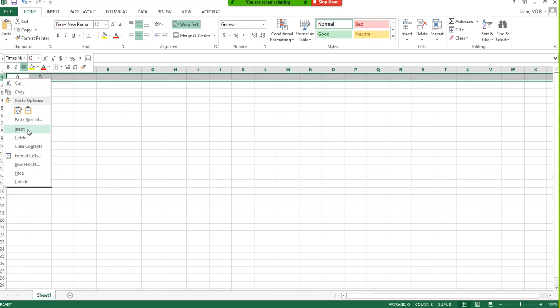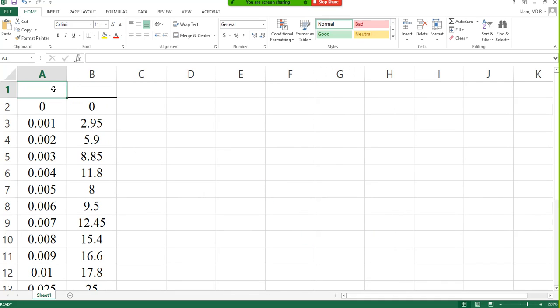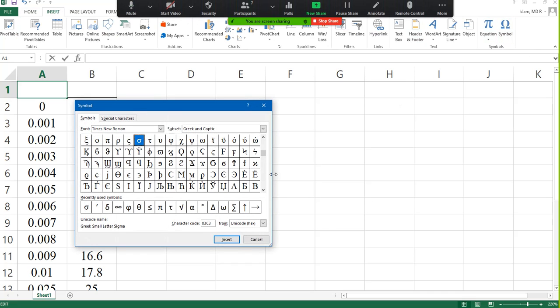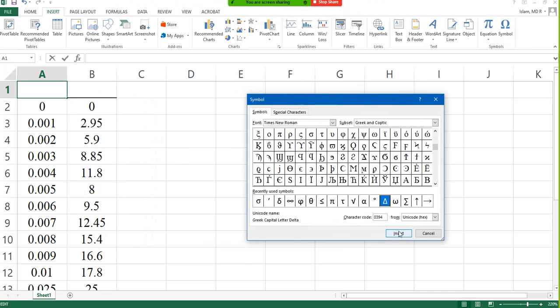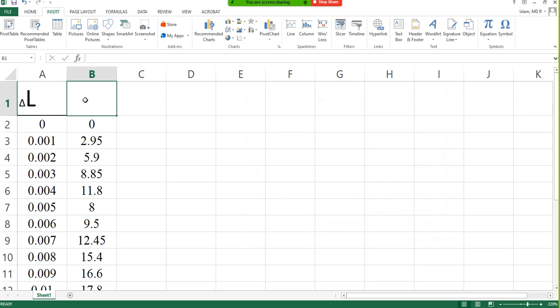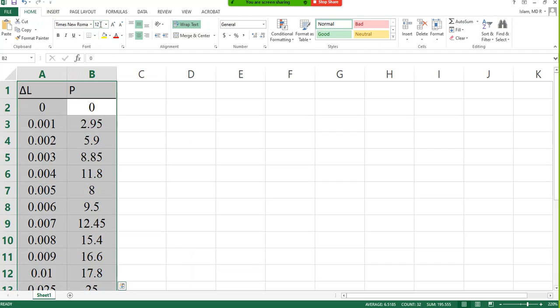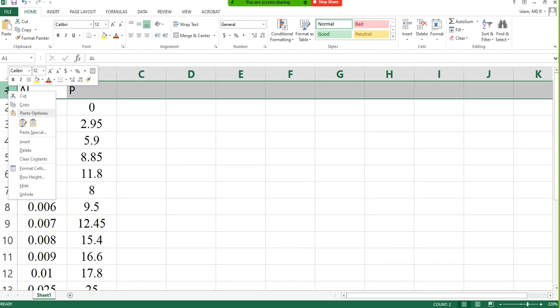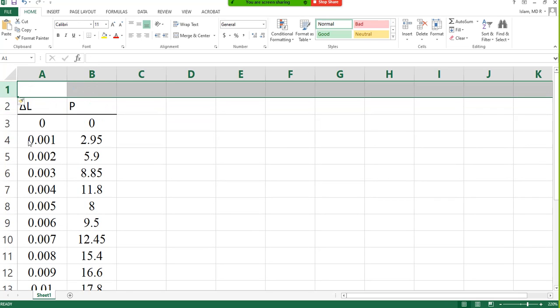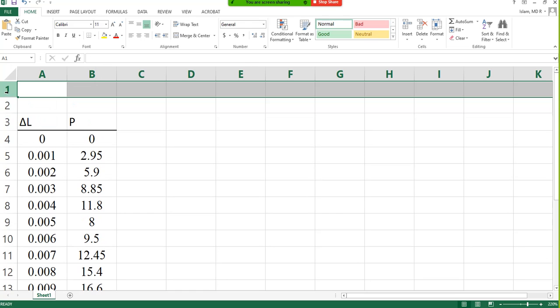I think you cannot see because it is too small. So what is this? This is my delta L. How to write delta L? Difficult question. You can use a symbol, but if I do it, it will kill my time. But I have a good amount of time. If you use a symbol, it's very easy. Why is my L so high? Maybe the font. Okay, this is given. Maybe before that, let us insert some rows.